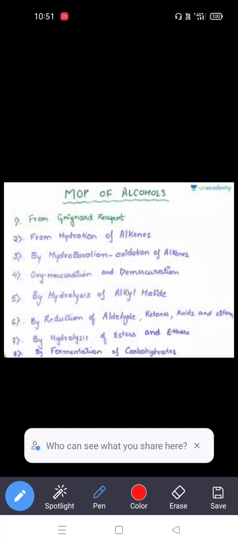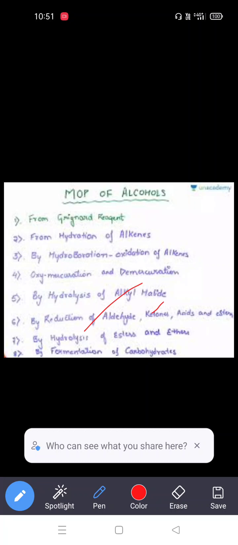The fifth one is by hydrolysis of alkyl halides. This is a nucleophilic substitution reaction. We have two types of reaction, SN1 and SN2, to prepare the alcohols in this process. We are using alkyl halide reaction with aqueous KOH to prepare alcohols.